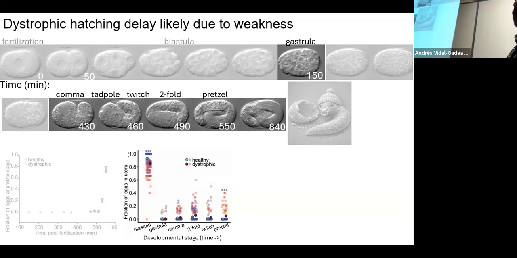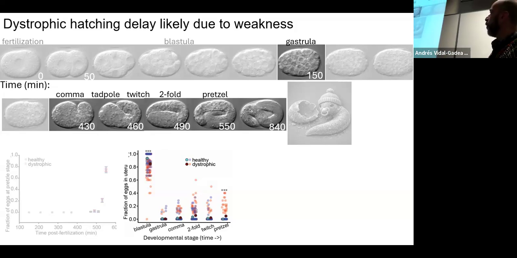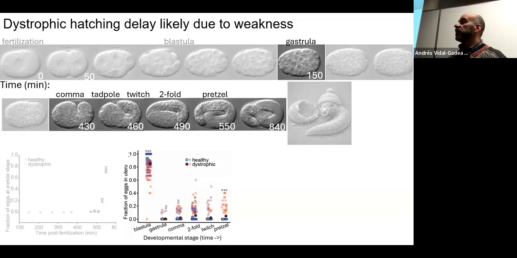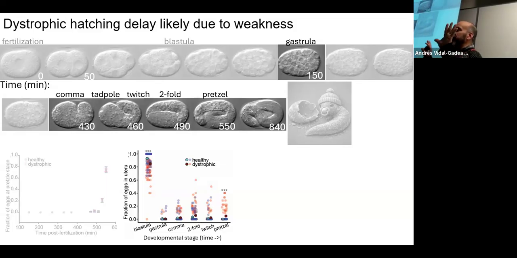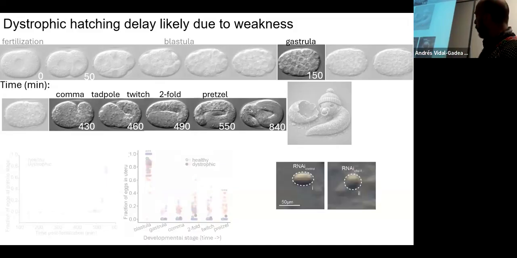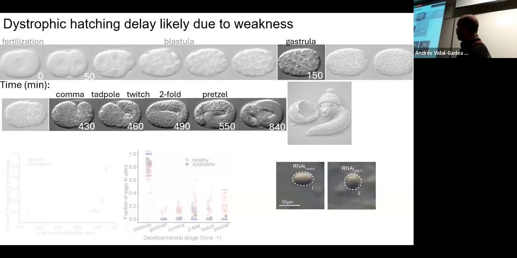And that took us to the third hypothesis, which is maybe these animals are weaker, and that's why they struggle. So we used RNA interference to knock down a gene that is used to make the protein that makes the eggs stiff, and therefore, by doing that, make it easier for the babies to break out, right? Basically make the eggshell softer and easier to punch through, right? And that's what it looks like. When the eggshell is there, it looks like that.